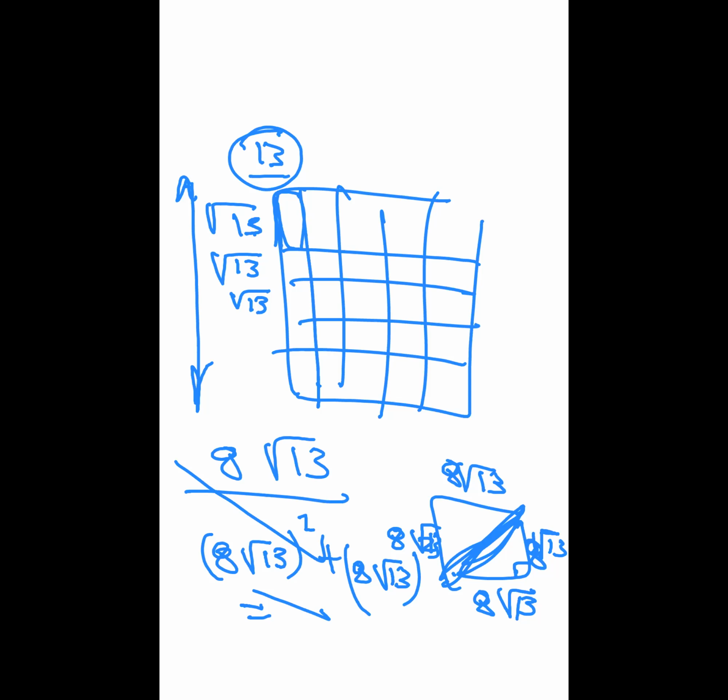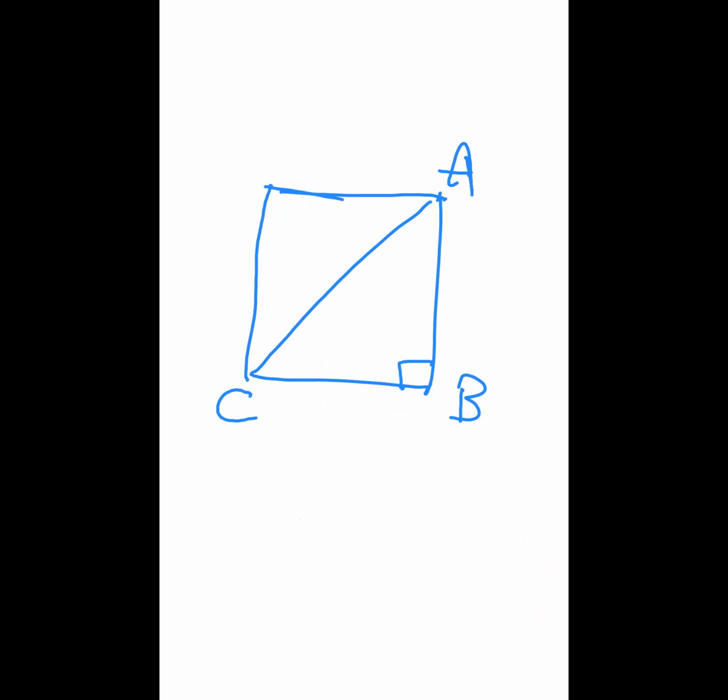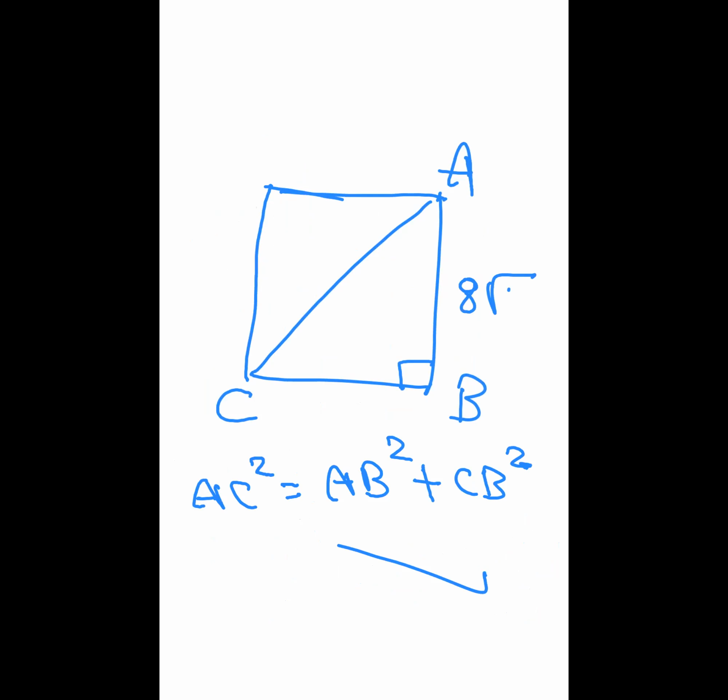Pythagoras theorem was like this: A, B, C. This one is 90 degrees, of course, because this one is a square. So AC squared will equal AB squared plus CB squared. You know that this one is 8 square root of 13, and this one also the same. Then calculations, that's it. Okay, now it's clear? Yeah. Okay. Thank you, Mister. You're welcome.